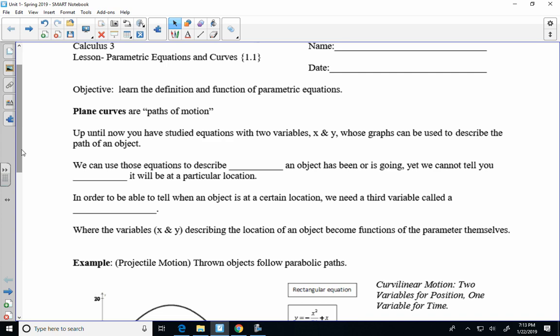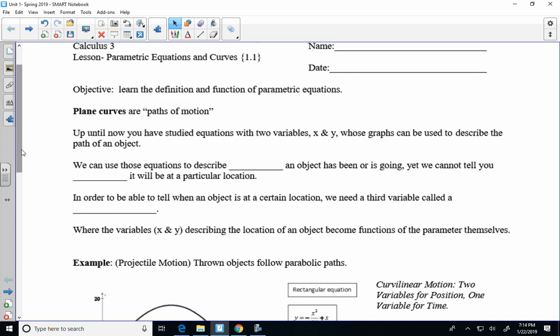So how do we do that? If we just have y equals a sine of x, you can't just say it's really fast or it's really slow. What you have to do is develop new equations that relate the horizontal distance to time and the vertical distance to time. That's where our parametric equations are coming from.